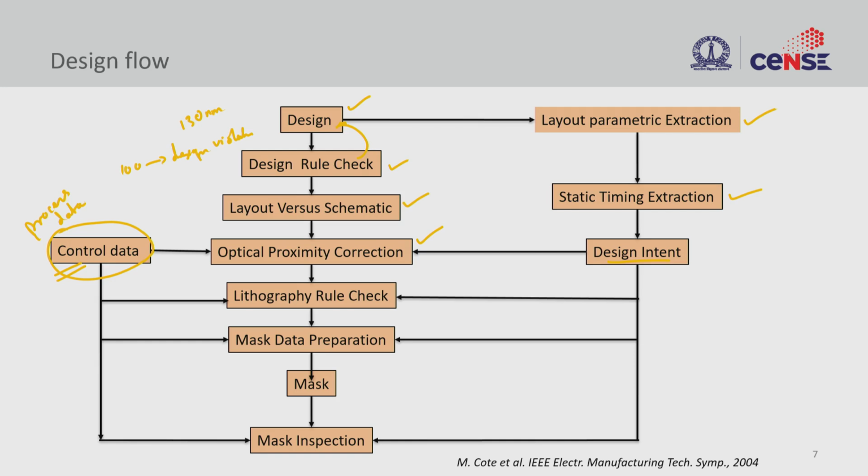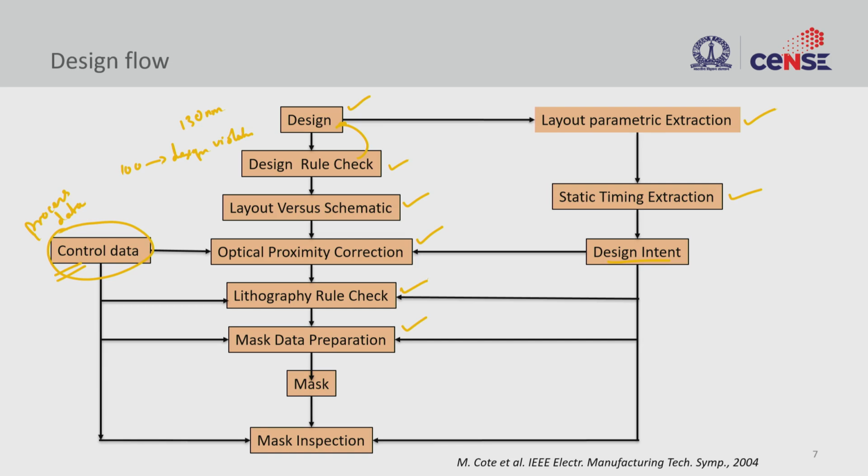So after doing optical proximity correction, you do lithography rule check, right. So this is again a kind of design rule check, but in this case it also involves projection simulations. So once this litho rule check is done, you do mask preparation, right. So you prepare the data for mask writing, which is something we saw earlier. This is a writing process.